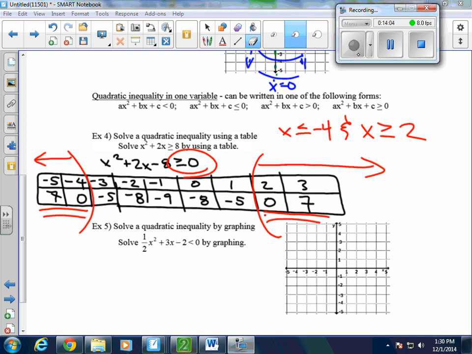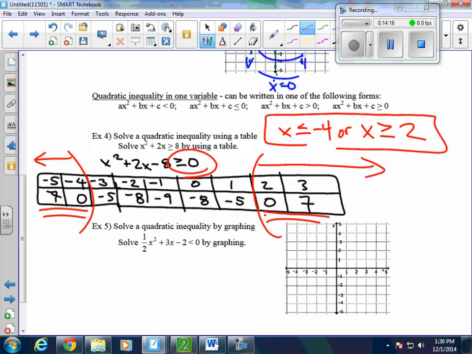So as we look for these, this is actually going to happen in either place. It can't happen in both of them. Either x has to be less than or equal to negative 4, or x has to be greater than or equal to 2. So here is the solution for example 4.